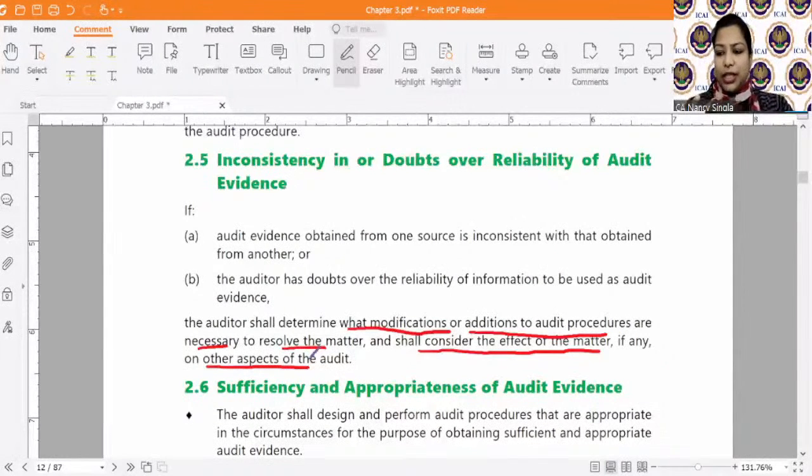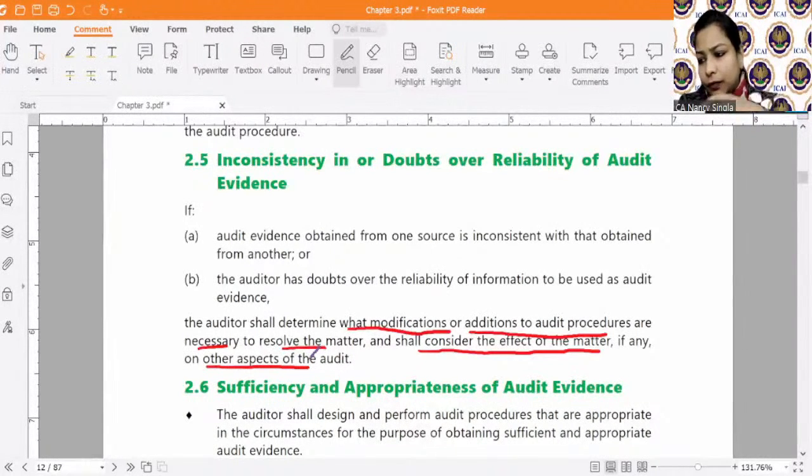Modification is what? Change. Sandeep, to modify is to change. Hana? Change, alter your audit procedures now. If you were thinking that with respect to some aspect, let's say with respect to debtors confirmation, I'll tally the aging schedule, I'll look at the ledger copies, modify it now, go for further procedures, obtain external confirmation.